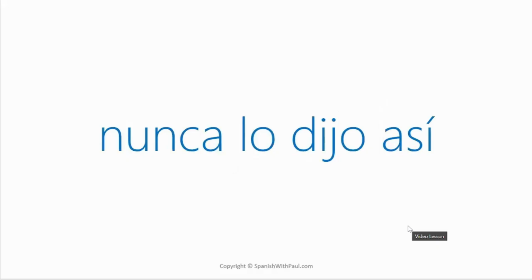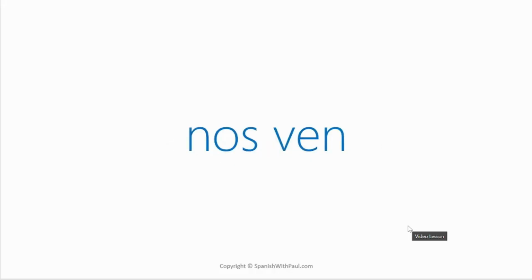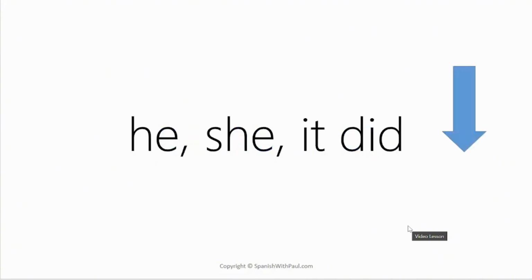She never said it like that. Nunca lo dijo así. What about the angle for they see? So they is here, the verb is ver, and the sound is ven. Ven. They see. They see us. Nos ven. They don't see us. No nos ven.